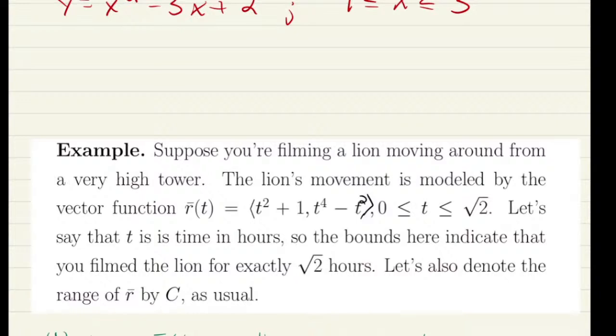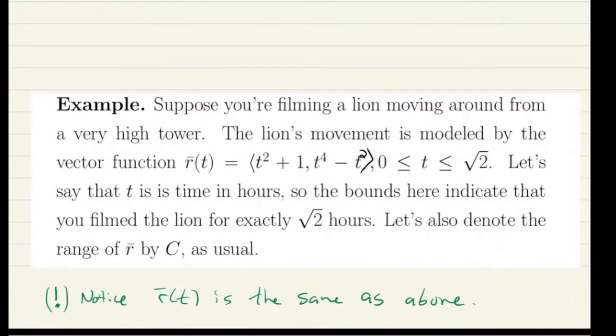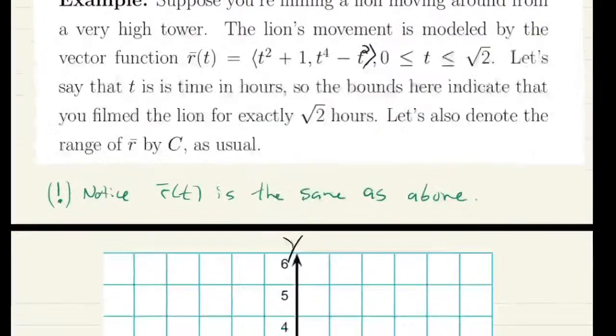Let's say that t is time in hours. Typically, that's what we think of. T is time, that's why we use the letter t to designate this independent variable. So the bounds indicate here that you filmed the lion for exactly the square root of 2 hours. Let's also denote the range of r by C as always. I made that clear already. r of t is the same as above.